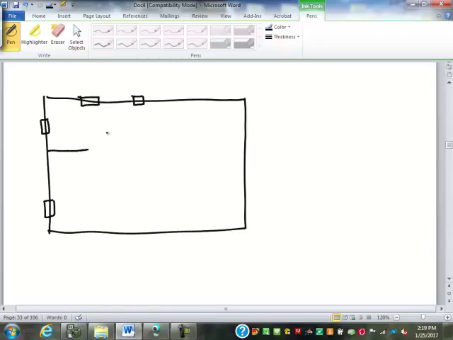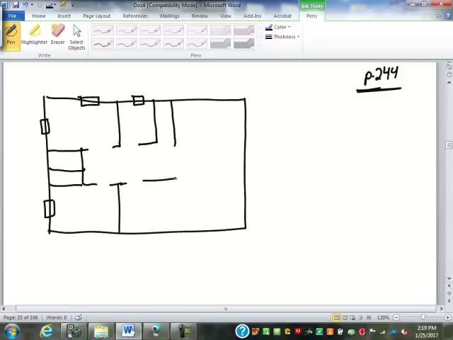I'm going to sketch it a little rough compared to what they have, just because my artistic skills are not real refined. This is page 244 in your packet. The way they've got their closet set up here is a little weird too, but that'll work. All I'm really concerned about is making sure I get all the doors and windows on here and any place where an interior wall intersects.